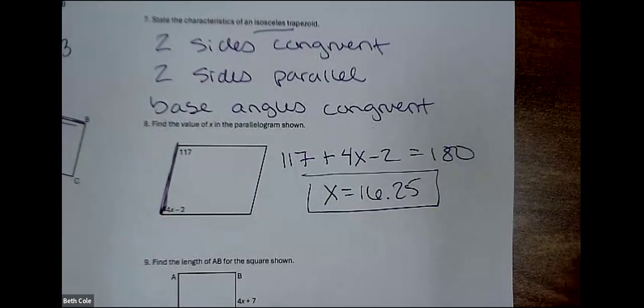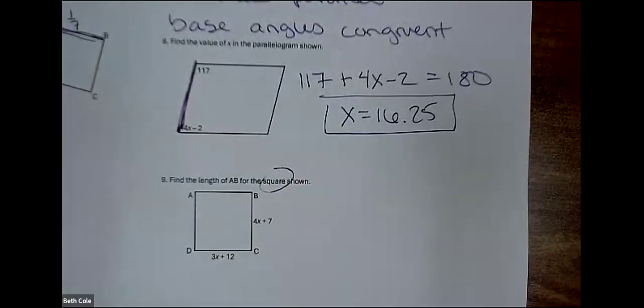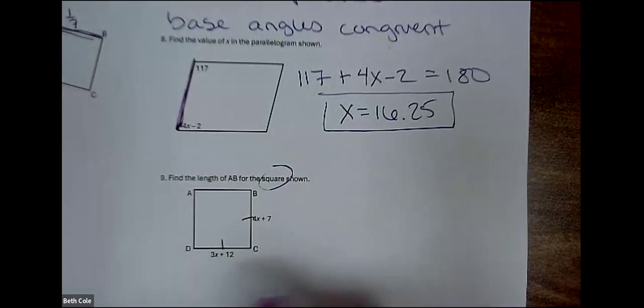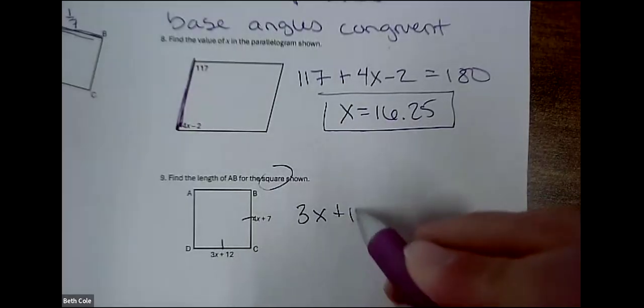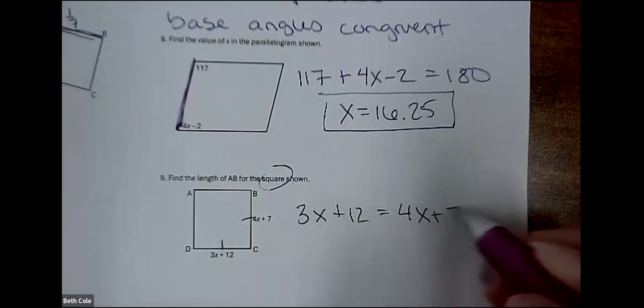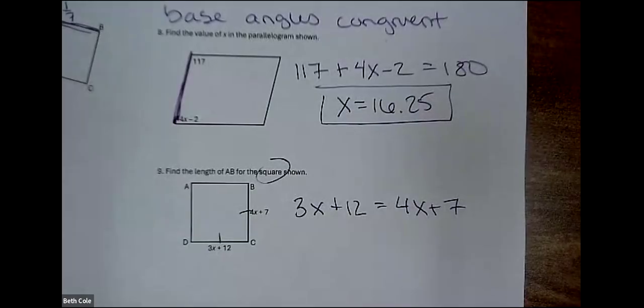All right, number 9. It says that this is a square. What do you know about a square? Just from being alive 15 years. All the sides are the same. So if these are congruent, we're going to set them equal. 3x plus 12 equals 4x plus 7. Just set them equal.